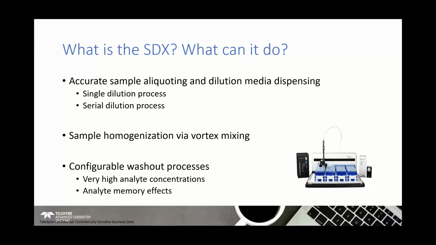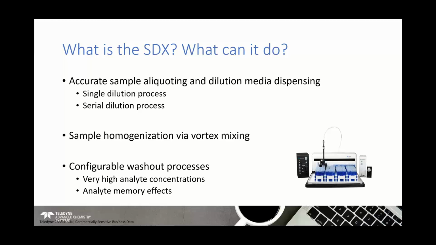So this system essentially takes up aliquots of what we want to dilute. It will accurately take up a sample aliquot or a standard aliquot, and at the same time take up a volume of diluting media, and bring the two together for mixing. It can do this in either a single dilution process or a serial dilution process. The two are brought together and mixed in a vortex mixing vessel, so we ensure that we've got a homogeneous sample ready for introduction.